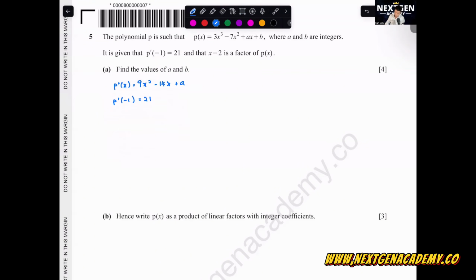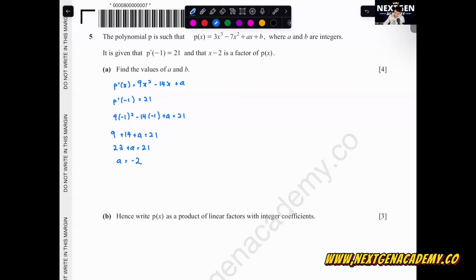So we can write here 9 times -1 squared minus 14 times -1 plus a is equal to 21. Over here will be 9 times 1, so 9 plus 14 plus a equals 21. 9 plus 14 is 23, plus a equals 21. A is -2.